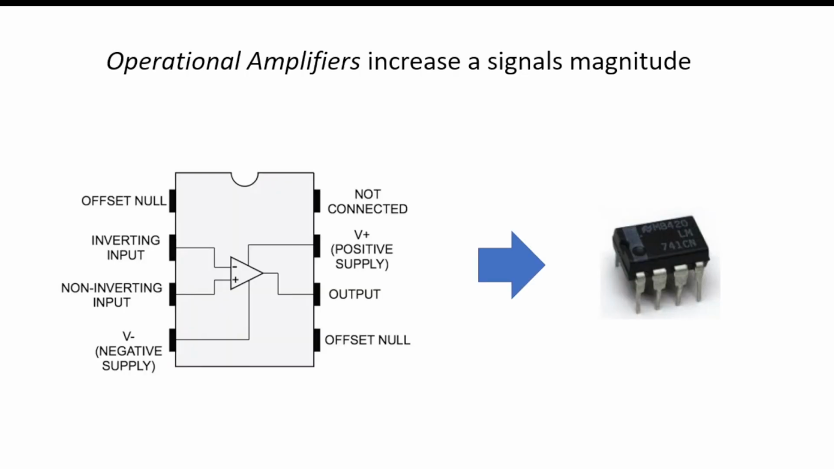Now, operational amplifiers are used to increase a signal's magnitude and sometimes also to invert it. And so what you can see here is an integrated circuit chip that has the symbol that's used to represent an operational amplifier, which is a triangle facing to the right with a negative and a positive input and a few other connections. You can see here there is an output, there is a positive supply, there is a negative supply, and then there are 2 input terminals.